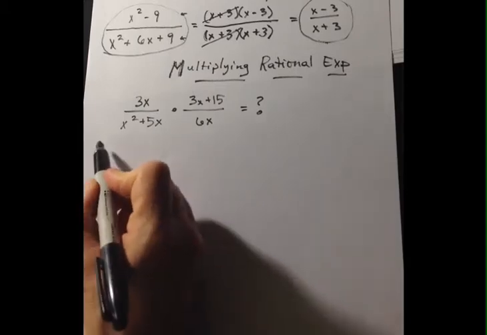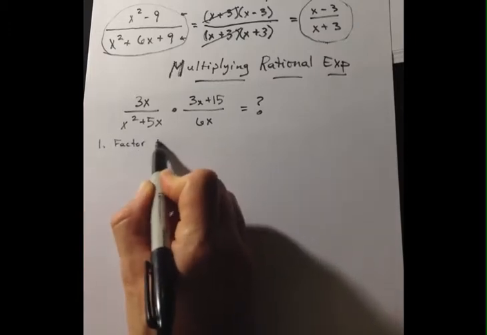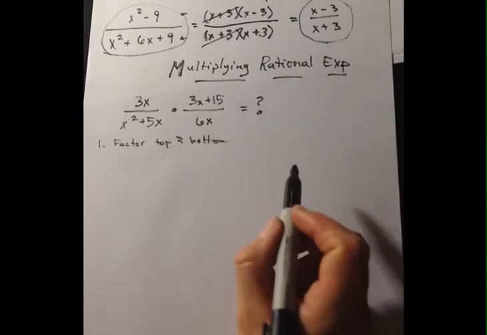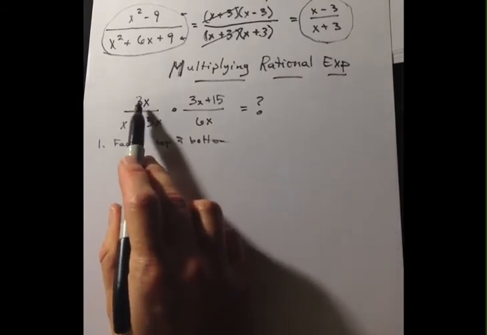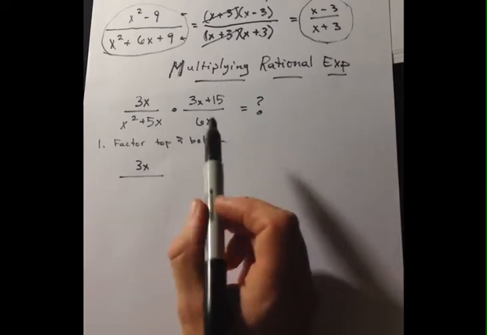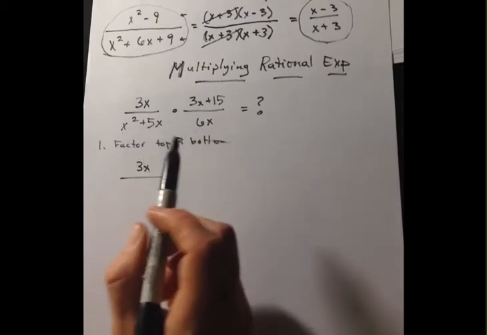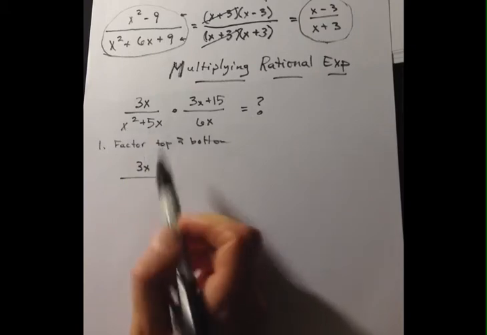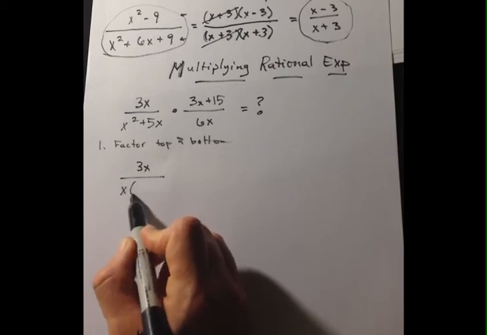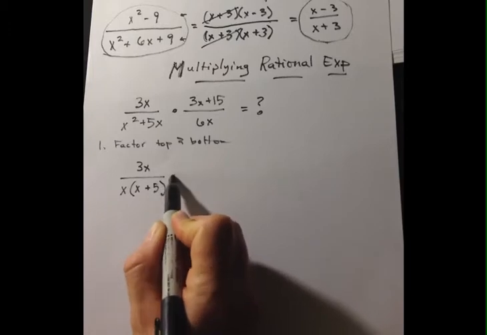The first thing that we're going to do here, step 1, is factor top and bottom. The 3x here is already in its factors of 3 and x; it can't be factored down. On the bottom, x squared plus 5x, is there anything we can pull out of both of those terms? Yes, there's an x in both of those terms, so I'm going to pull that out. That leaves me with an x plus 5 here.